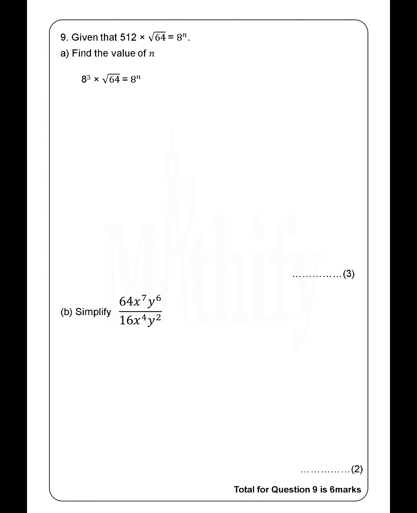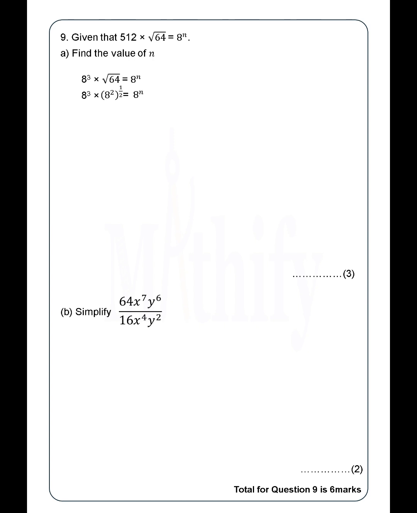We have a square root. How do you write square root in the form of a power? Now, square root can be written in the form of to the power of a half. So, open and close bracket, 8 squared to the power of a half is equal to 8 to the power of n.